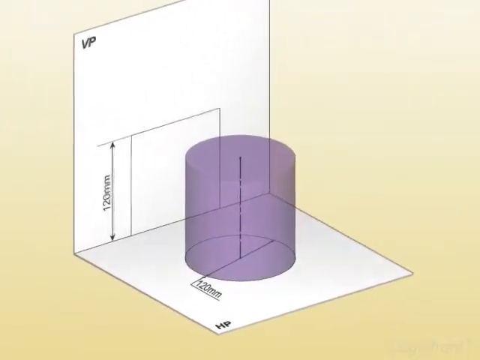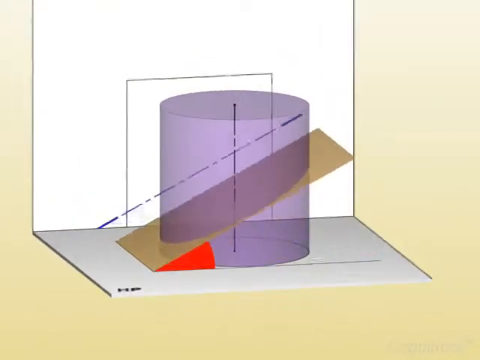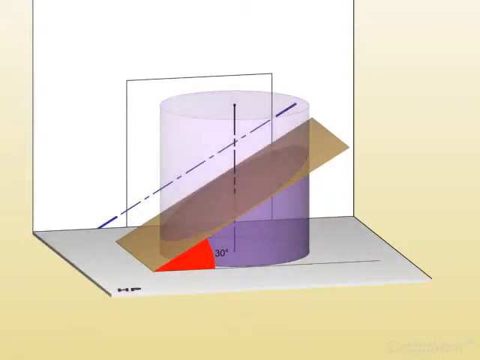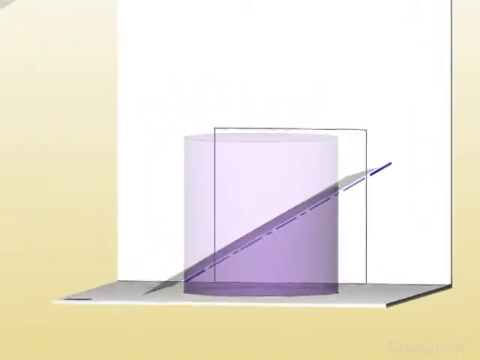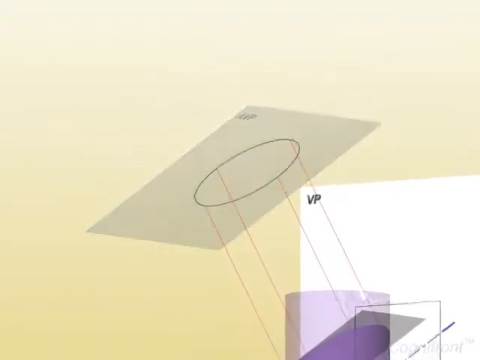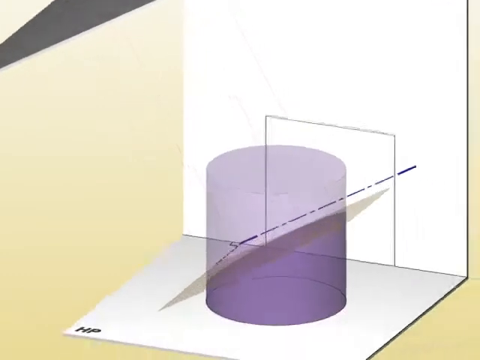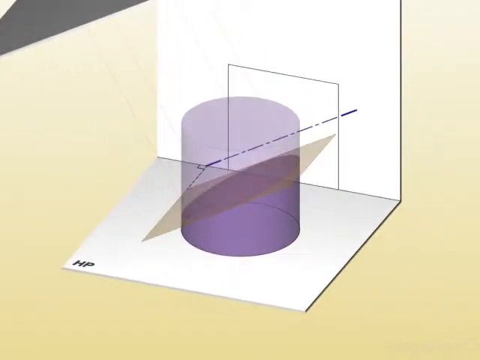A cylinder is resting on HP and a section plane perpendicular to VP and inclined at 30 degrees to HP cuts it at its mid-axis. Here, as you already know, its top view will be a circle and its front view will be a rectangle. As the section plane is perpendicular to VP and inclined to HP, the elevation on the auxiliary plane gives the true shape of the cut section of the cylinder. This projection of the section plane appears as an inclined line on VP.